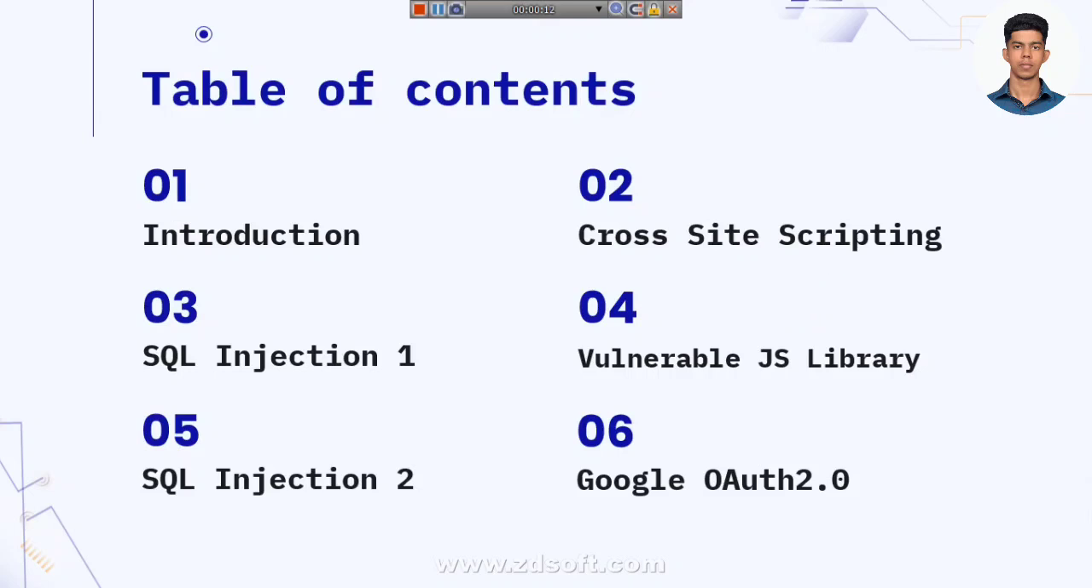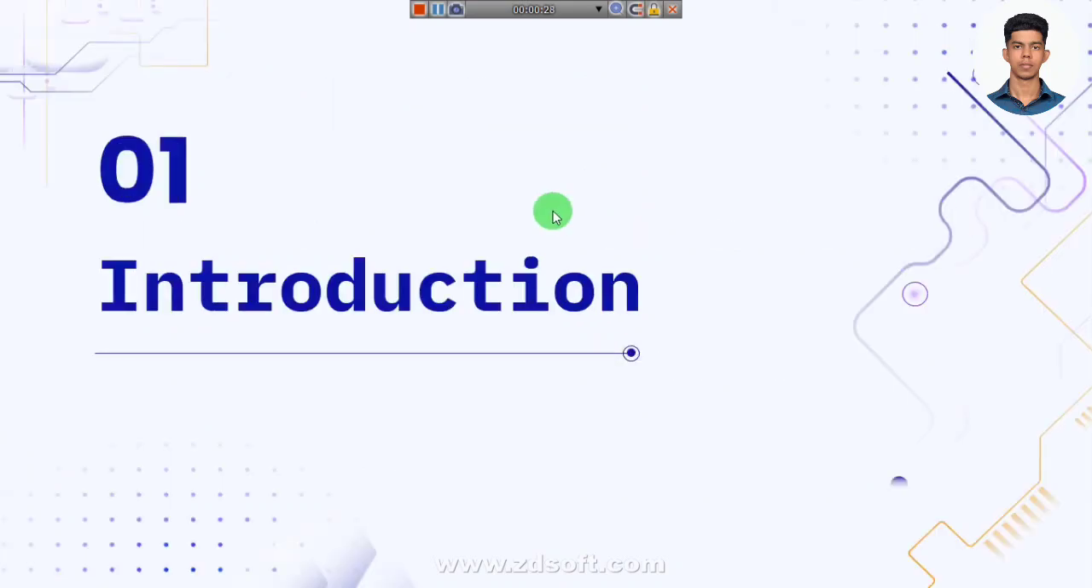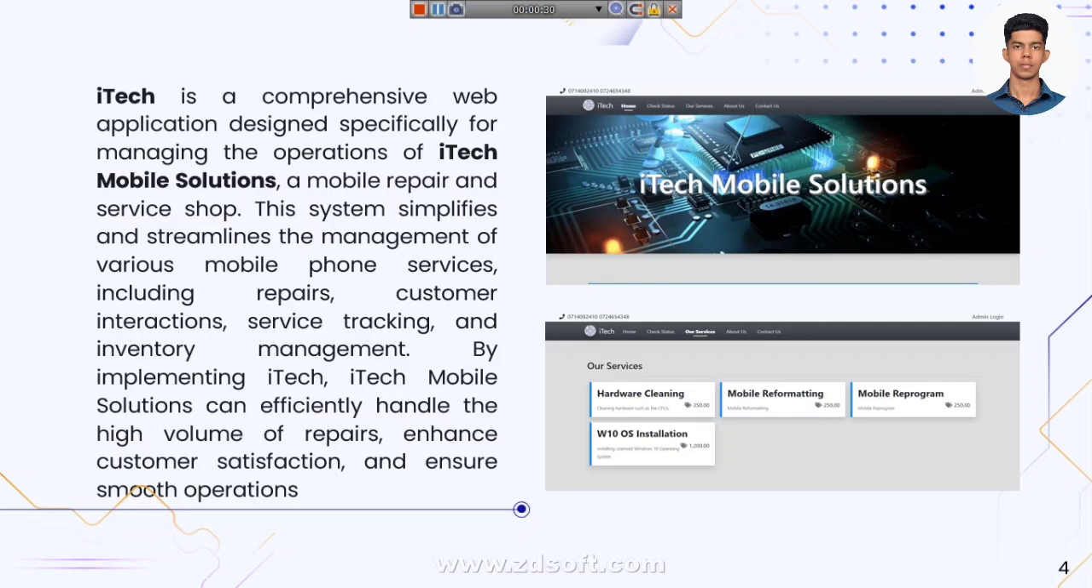Here is the contents of my video presentation. It includes an introduction part, cross-site scripting, SQL injection, vulnerable JavaScript library, and Google OAuth 2.0 implementation part. First, let's see what is iTECH. iTECH is used to manage mobile repair operations, track services, handle inventory, and improve customer satisfaction. Because it handles sensitive information and business operations, ensuring its security is critical.